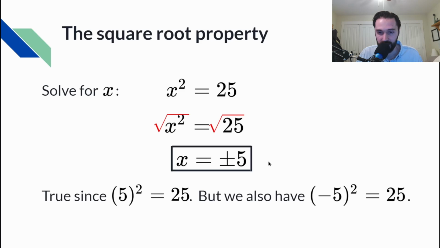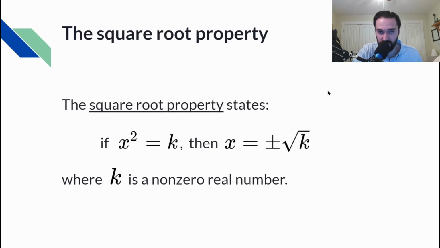So let's formalize that in a property. The square root property states if x squared equals k, then x equals plus or minus square root of k, where k is a non-zero real number. So when we take the square root of both sides of this equation here, we have a plus or minus. Let's remember that moving forward.